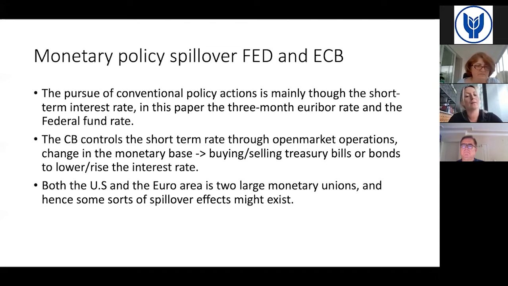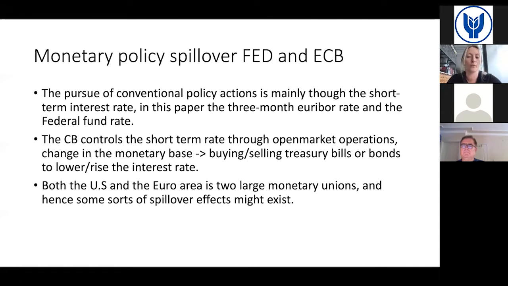This is the central bank that controls the short-term rate mainly through open market operations, by changing its monetary base. By buying treasury bills or bonds, it can lower the interest rate, and vice versa. Selling treasury bills will raise the interest rate. It acts as a sort of printing money into the system, or contracting the money supply. And as I said before, they're both large unions, so it might be interesting to see if there exist some sort of spillover effects.